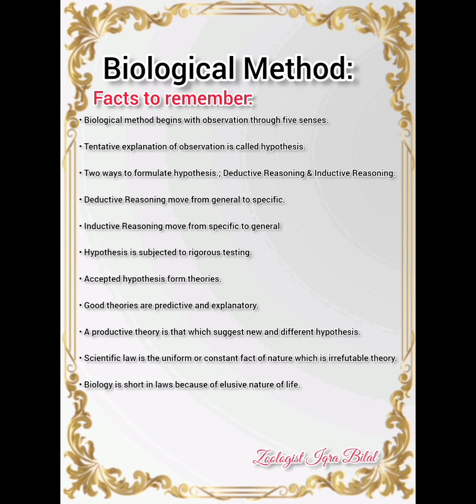Biological method begins with observation through 5 senses. Tentative explanation of observation is called hypothesis. 2 ways to formulate hypothesis are deductive reasoning and inductive reasoning. Deductive reasoning moves from general to specific. For example, we say that all leaves are green, so the leaves in laboratory are also green.